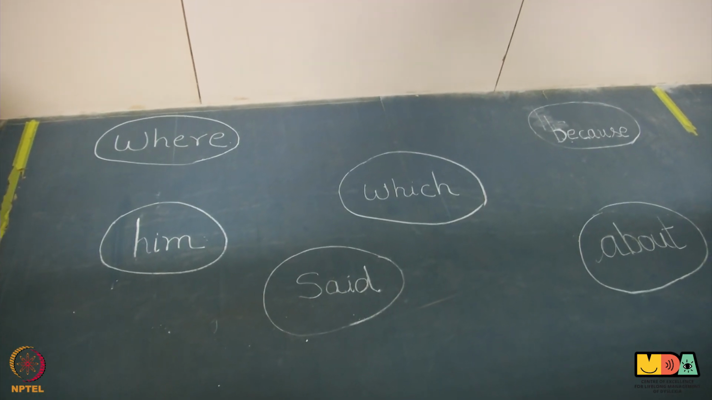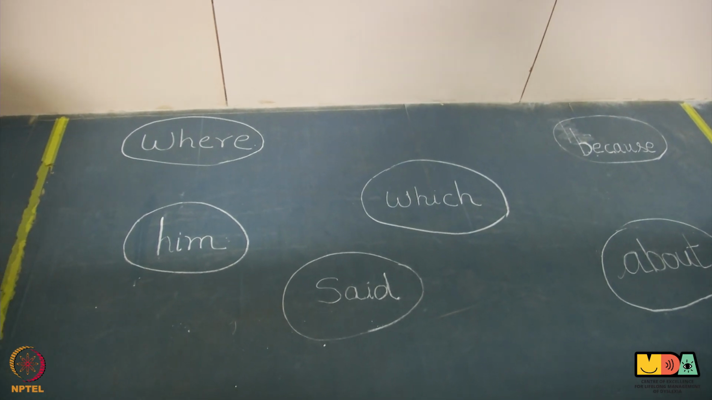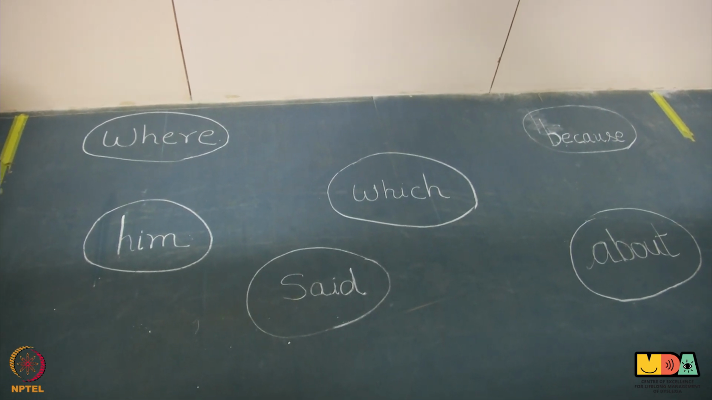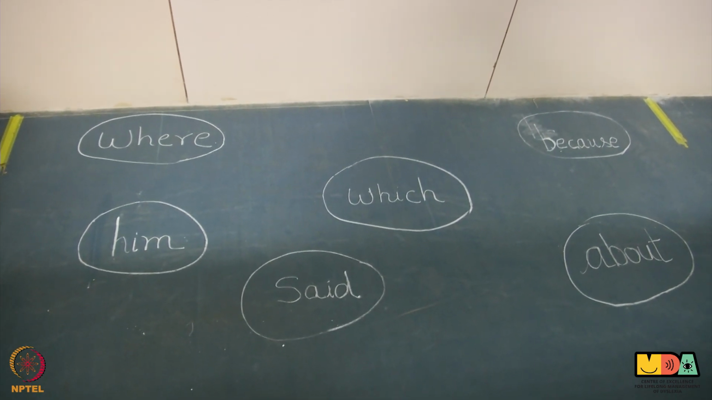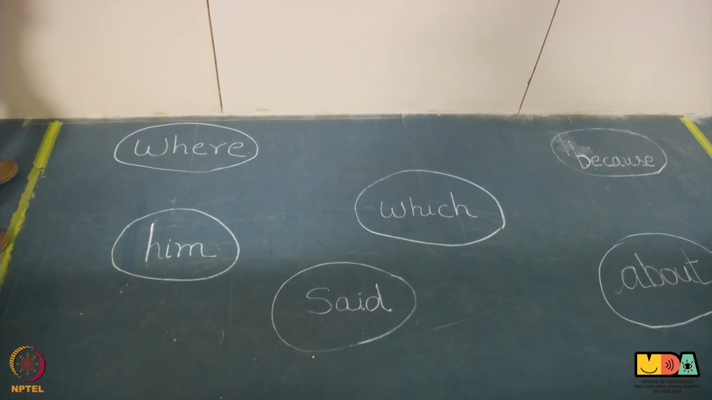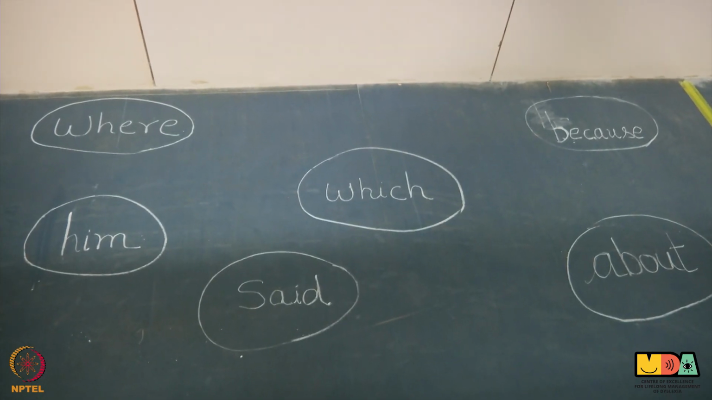Now, I am going to call out another word. You are just going to look out where the word is and you are going to go and jump on it. Is that clear? Let me say where. Where. The word is where. Good job. We will go in for another word.